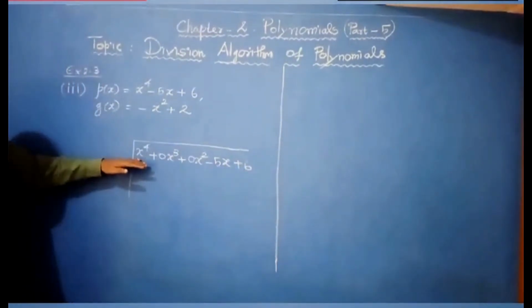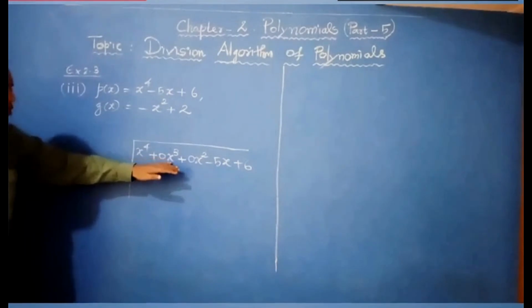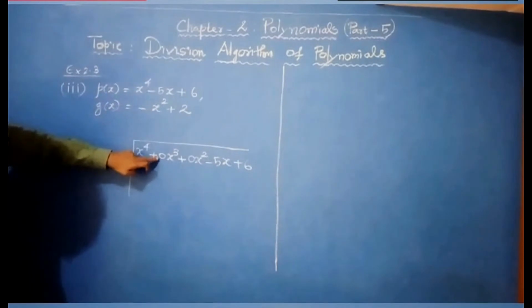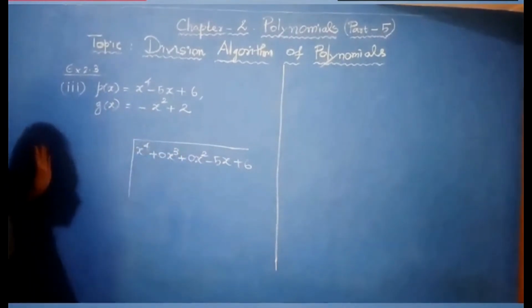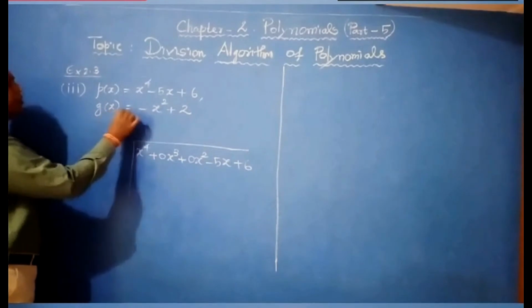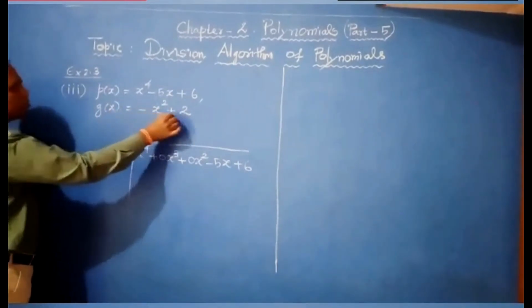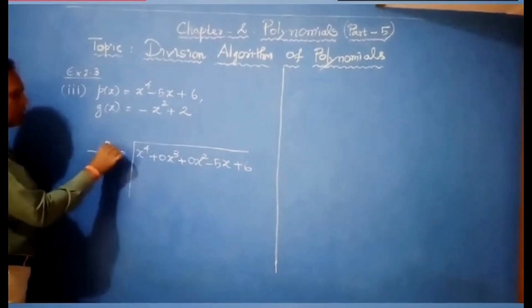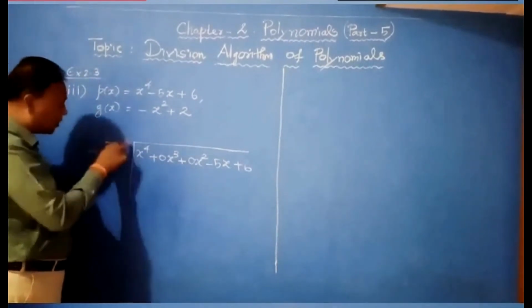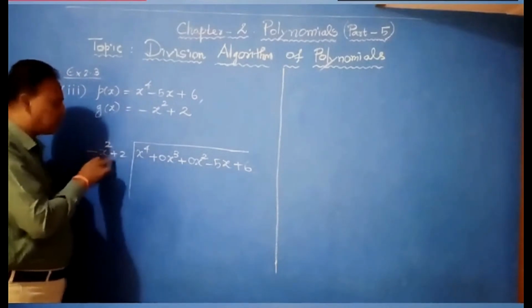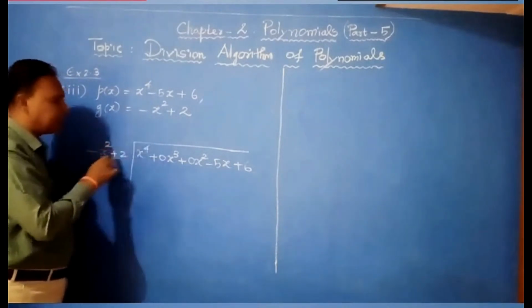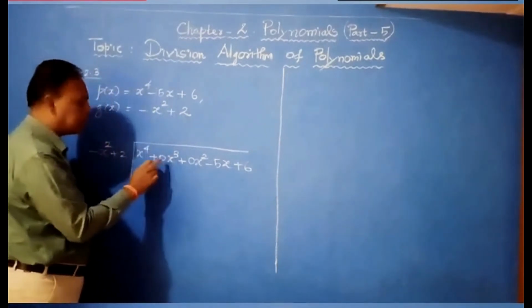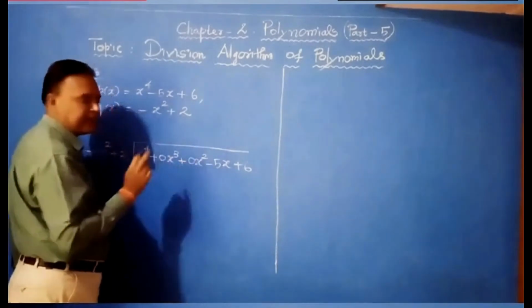Understand? So better to add 0x cube plus 0x squared. In p of x it is not there, so taking 0, add it. Clear? Now g of x you write: g of x is x squared plus 2. Here there is no x term, but in the divisor there is no need to write the standard form, because we are just multiplying and writing here. So in the dividend it is a must. You have to write 0x cube, 0x squared.